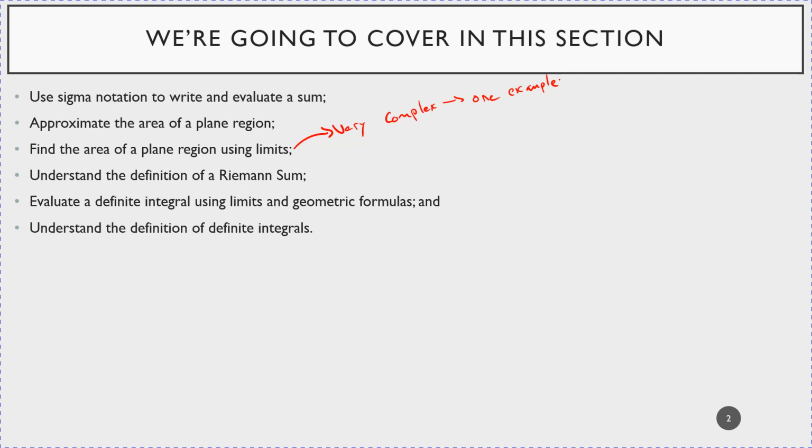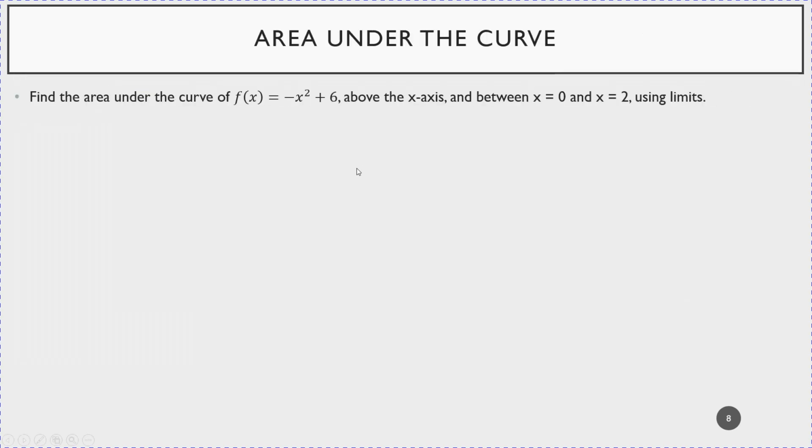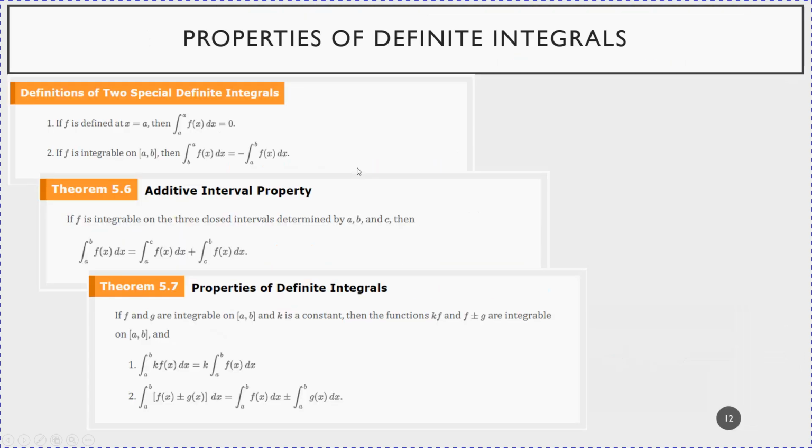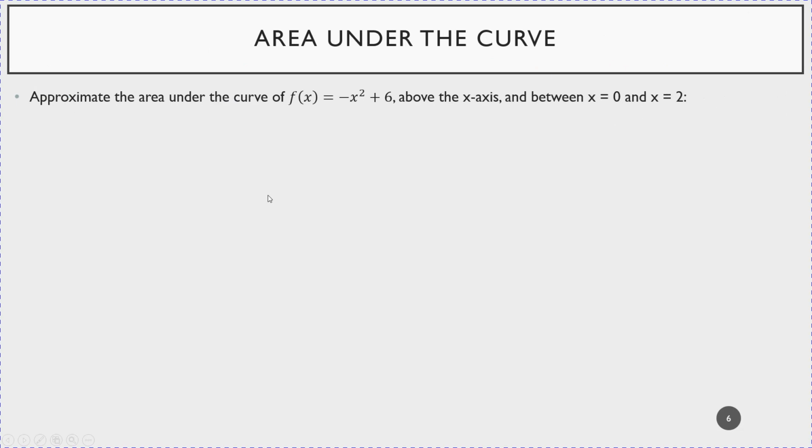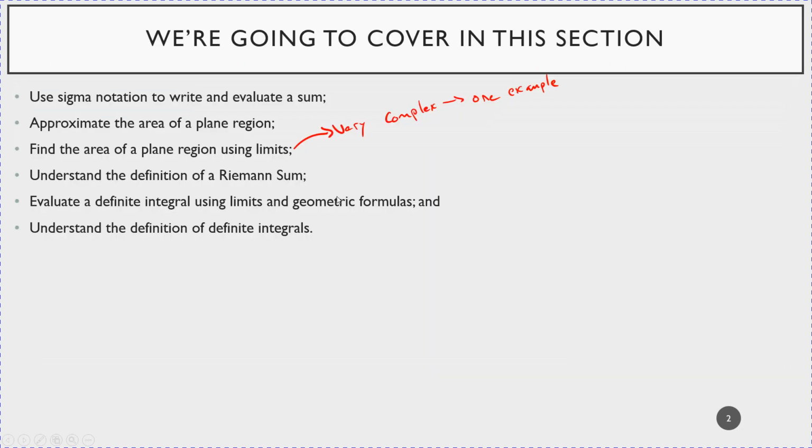Then we're going to understand the definition of a Riemann sum. We'll talk a little bit about definite integrals and what type of limit it is, and then we're going to understand the definition of the definite integral. So there's a lot going on, a lot of formulas and a lot of definitions. I'm going to do my best to explain this all to you. Okay, so let's jump in.